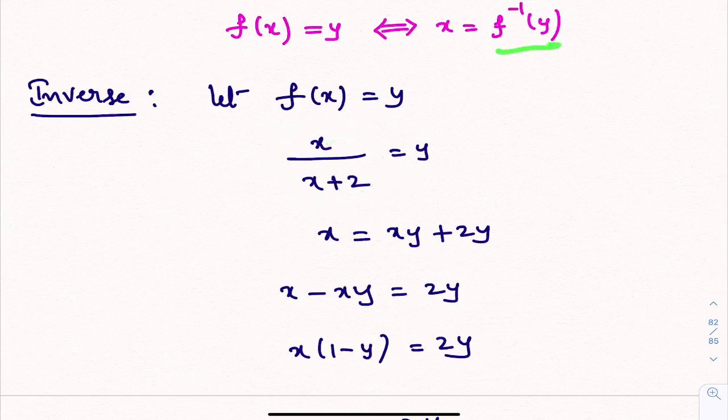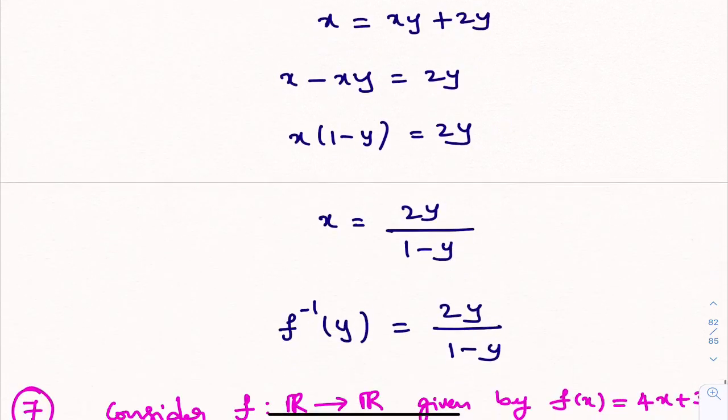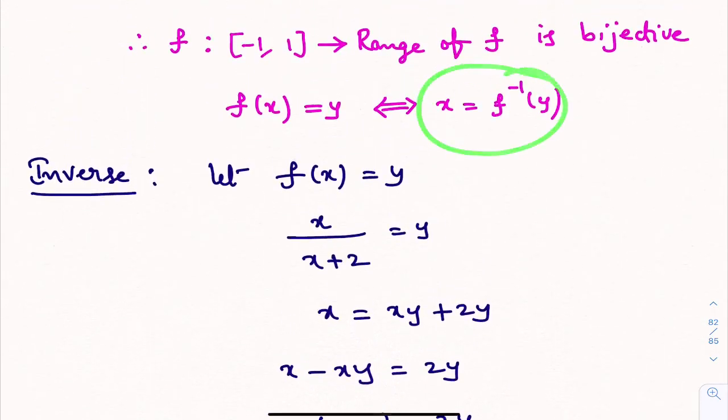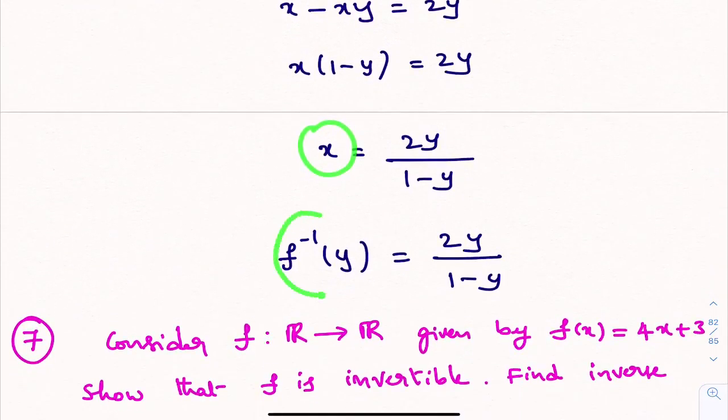Now what is my intention? I want to find f inverse. As the function is bijective, what is f inverse of y? F inverse of y is nothing but x. Now I'll simplify this a little bit and write x in terms of y. You just cross multiply. Now take xy to the left-hand side: x minus xy equals 2y. Take x common: x into 1 minus y equals 2y. From this, what is x? Look here, x equals 2y divided by 1 minus y. What is x? x equals f inverse of y.